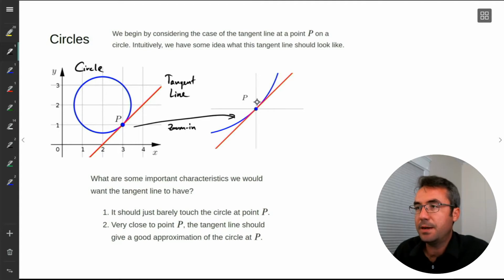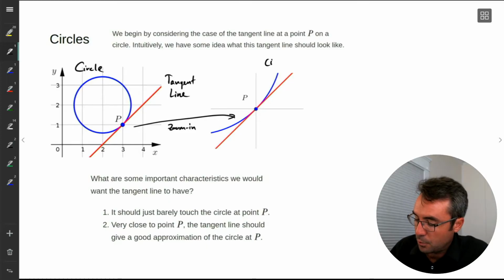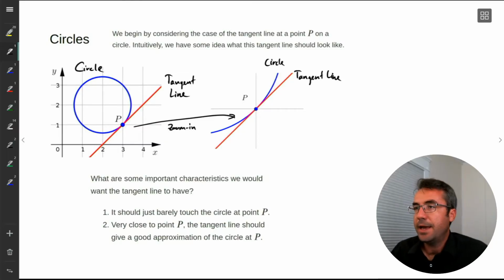Here we go. We're zooming in on point P. And right around that point, it's very difficult to tell where the circle is versus where the tangent line is. So you can see a little portion of our circle, and we can see our tangent line here. And very close to point P, it's hard to tell the difference.